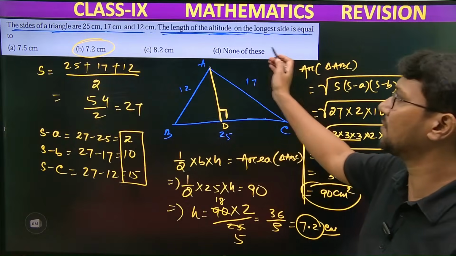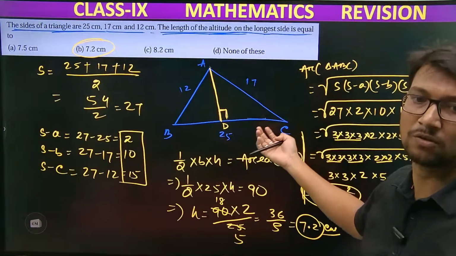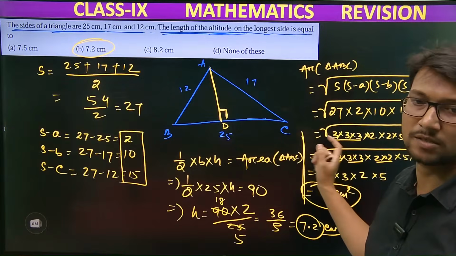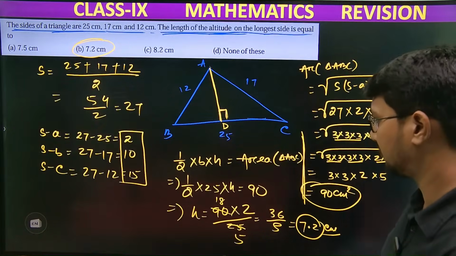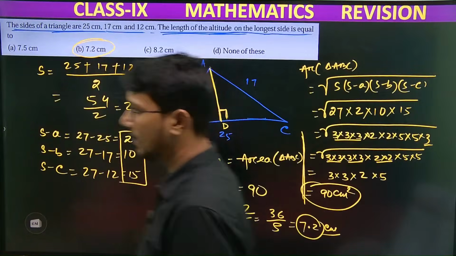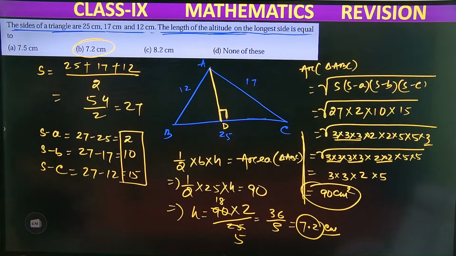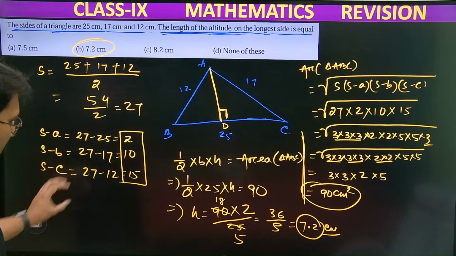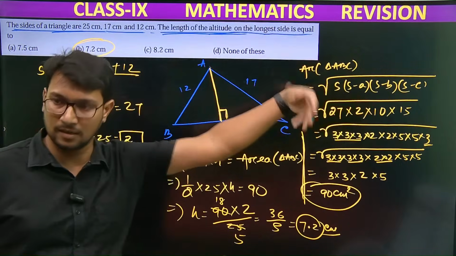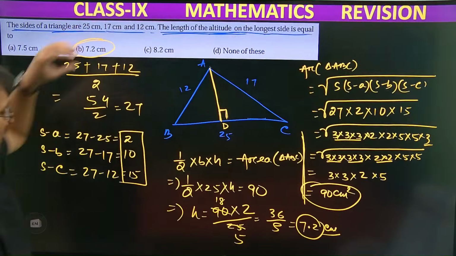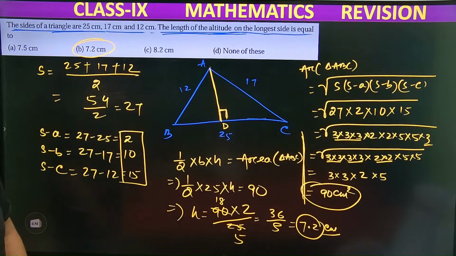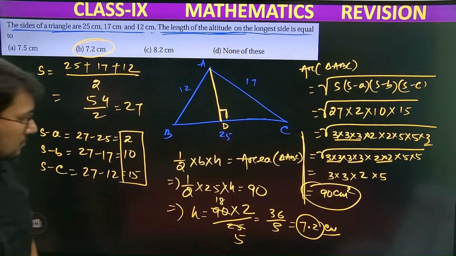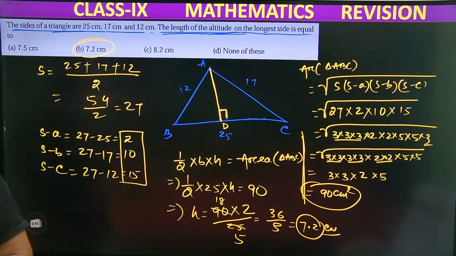If I delete the options now, it will become a long question also. Okay, a 3 to 5 mark question. If options would be there, then definitely that is a 1 mark question. While finding area by Heron's formula, always find s minus a, s minus b, s minus c first. Then replace them directly. Okay? Over. Next question.